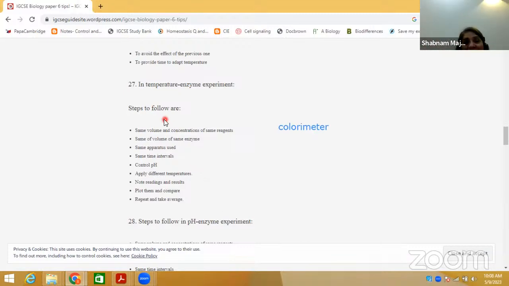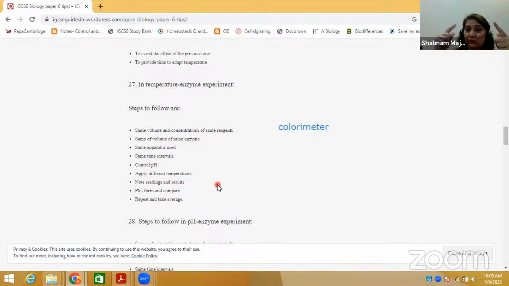After that, the steps that follow are the same volume, same concentration, same reagents, same volume, or same enzyme in the case of temperature enzyme experiments. Same apparatus used, same time intervals. There is a term we use, interval and range, so you should know the difference between interval and range. Same apparatus used, same time interval, control pH. As I said, you can use a buffer. Apply different temperatures, using a thermometer for that.